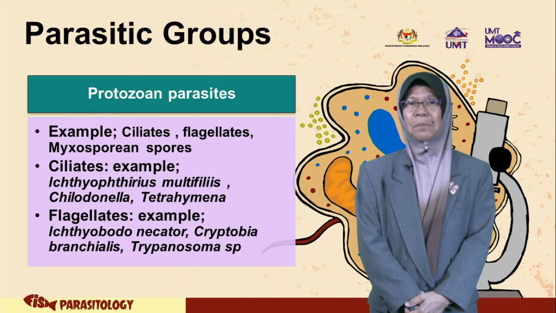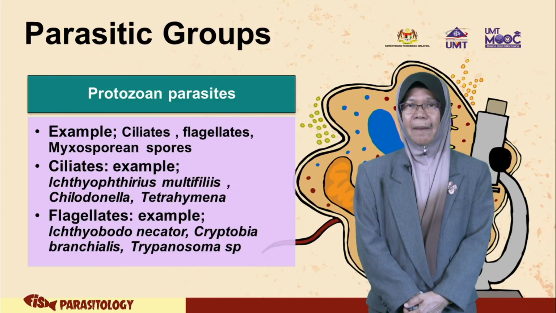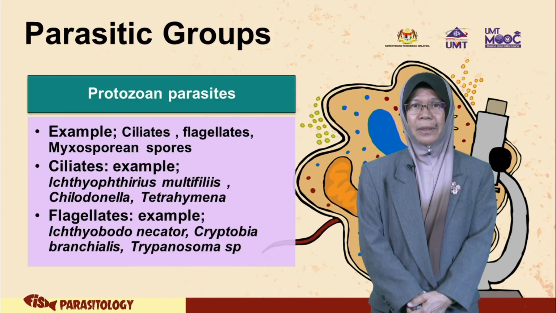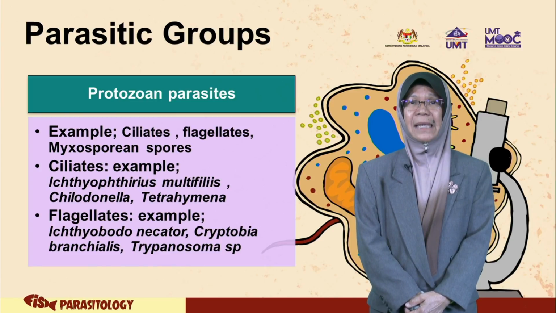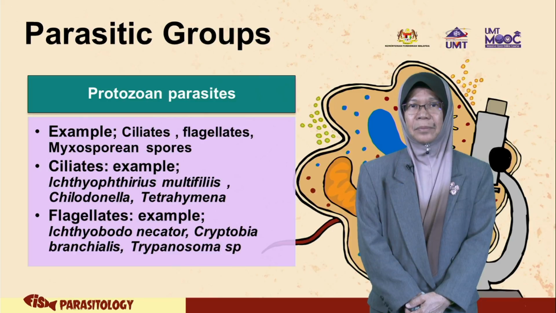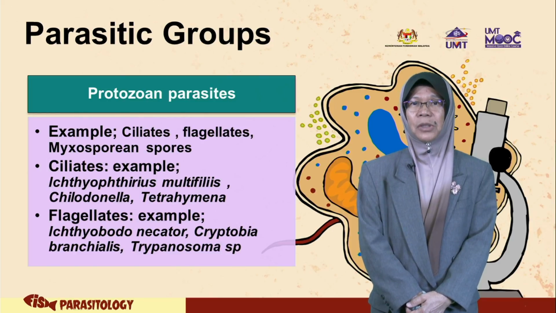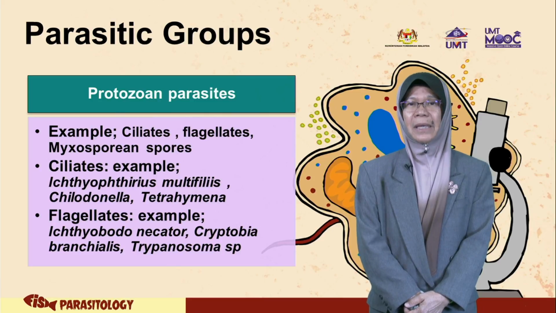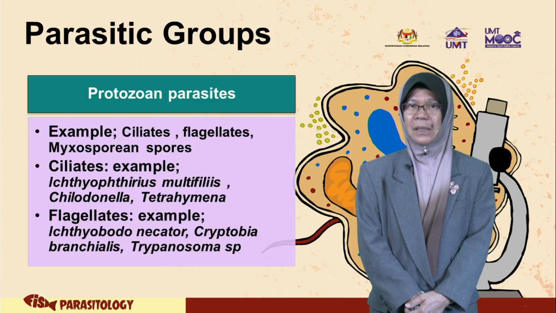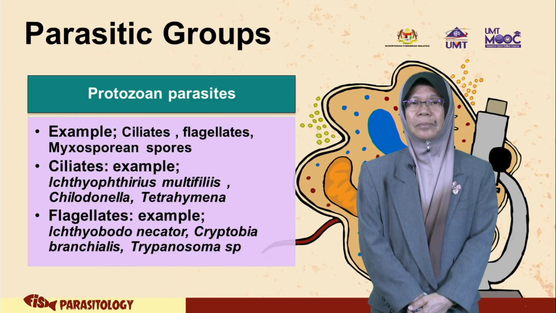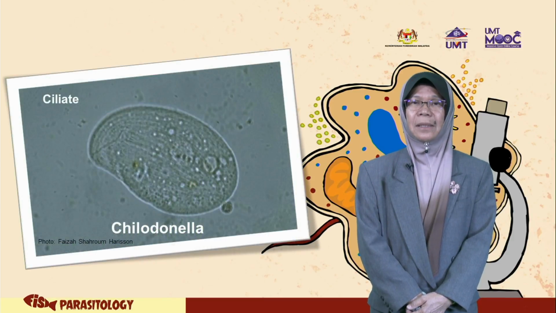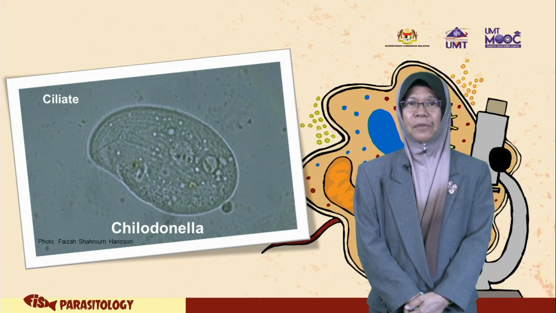Fish protozoa comprise ciliates, flagellates, and myxosporea. Examples of ciliates are Ichthyophthirius multifiliis, Chilodonella, and Tetrahymena. Examples of flagellates are Ichthyobodo necator, Cryptobia branchialis, and Trypanosoma species. Chilodonella is one ciliate that has two rows of cilia on its ventral surface and a protrusible oral basket.